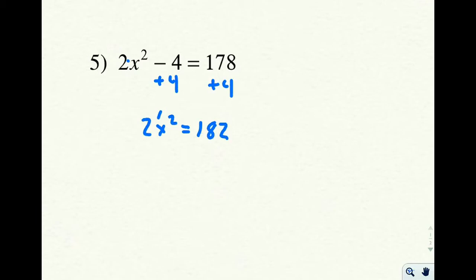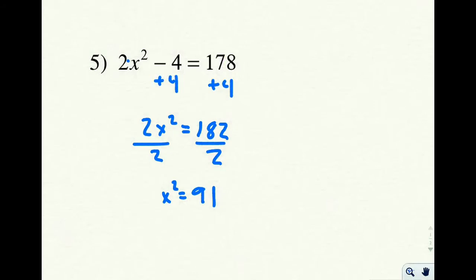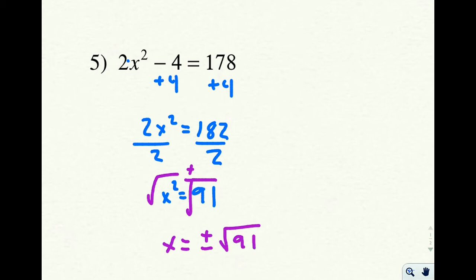Now that we have this term alone, we really want to just get the x squared isolated, so we're going to divide both sides by 2. And when we do that, we get x squared equals 91. And then our final step is to take that square root of both sides to get x alone. But when we do that, we remember we take the positive or negative square root. So x is equal to plus or minus the square root of 91.